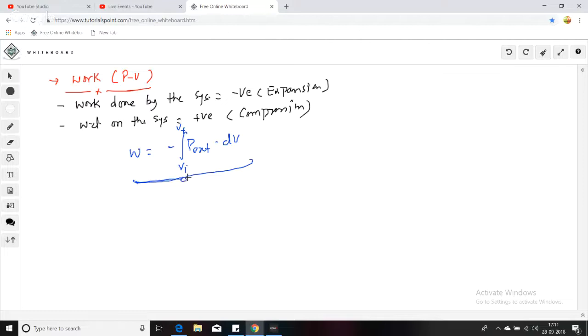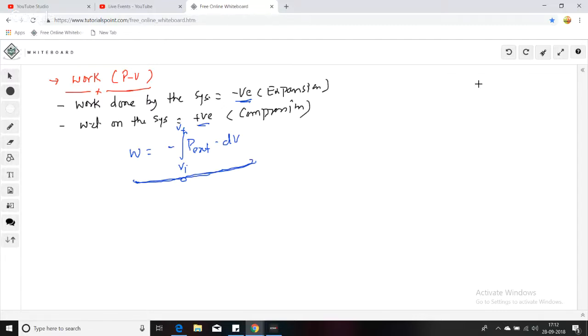Whatever process we are taking, according to that we apply the condition and get the formula of work done. You must have done in physics that work done by the system is positive and work done on the system is negative. Yes or no? Yes, but in chemistry it is opposite: work done by the system is negative and work done on the system is positive.